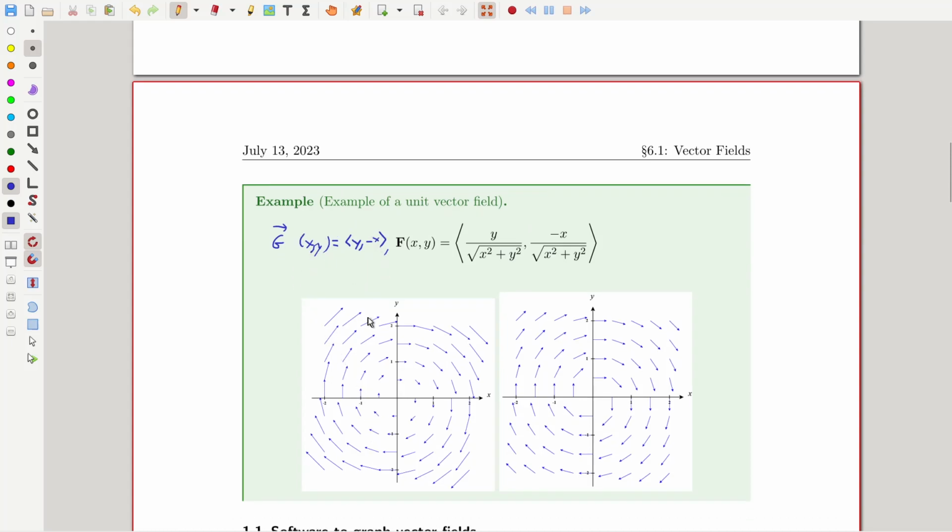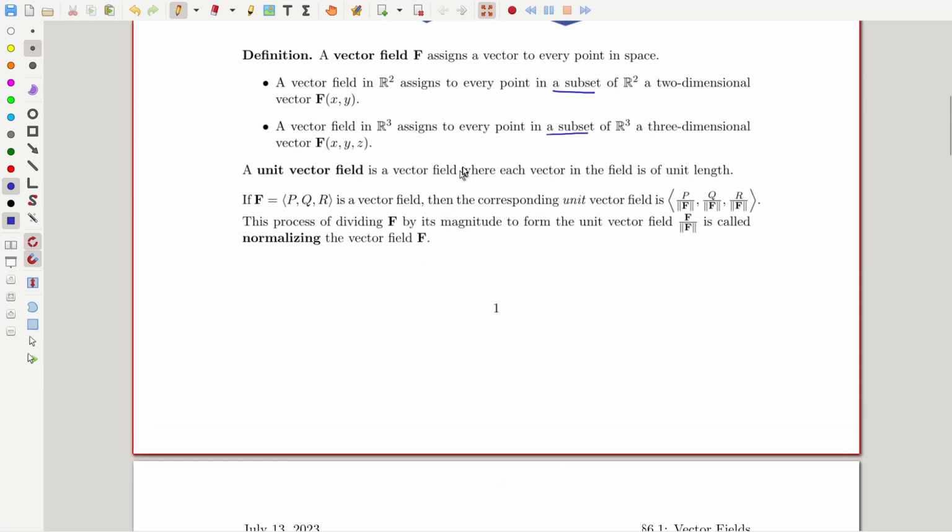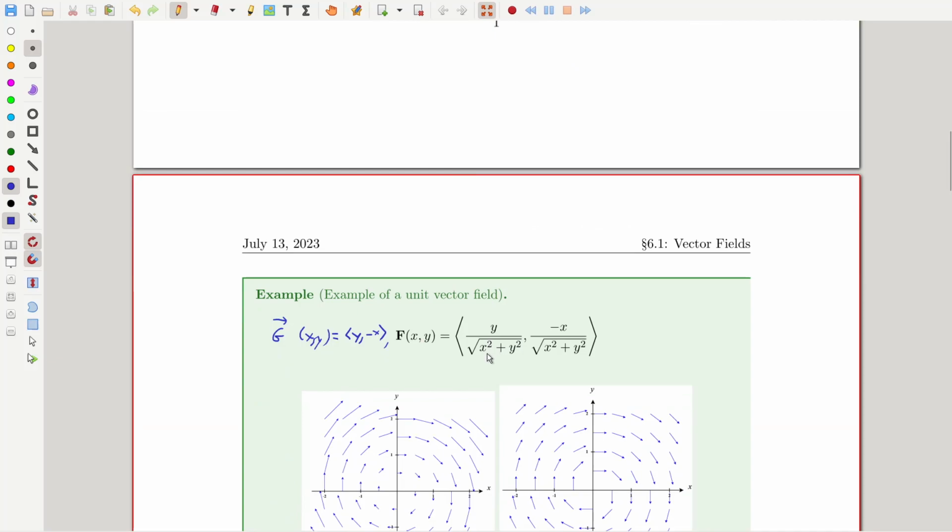And so notice these two pictures. The left one is this vector field g. You can see that the lengths of the vectors here are different. They get longer as you go further away from the origin. Whereas on the right, they all appear to be of the same length, and so that corresponds to f in this case.